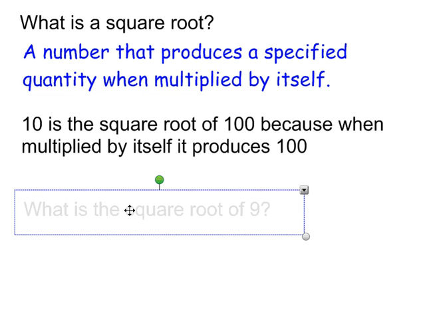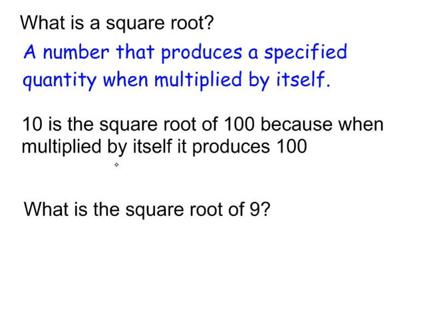So what is the square root of 9? Well, another way of asking that is to say, what number multiplied by itself gives you 9? So that number, the square root of 9, is equal to 3, because 3 times 3 is 9. So that's what a square root is. It's a number that produces a specified quantity when multiplied by itself.